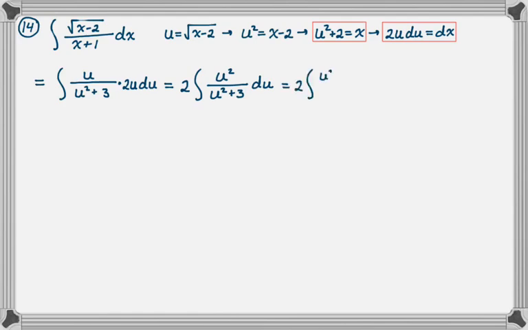So we have 2 times u squared plus 3 minus 3 over u squared plus 3 du. So the advantage of this is that u squared plus 3 over u squared plus 3 is 1, and then we're just left with minus 3 over u squared plus 3. So let's do that.